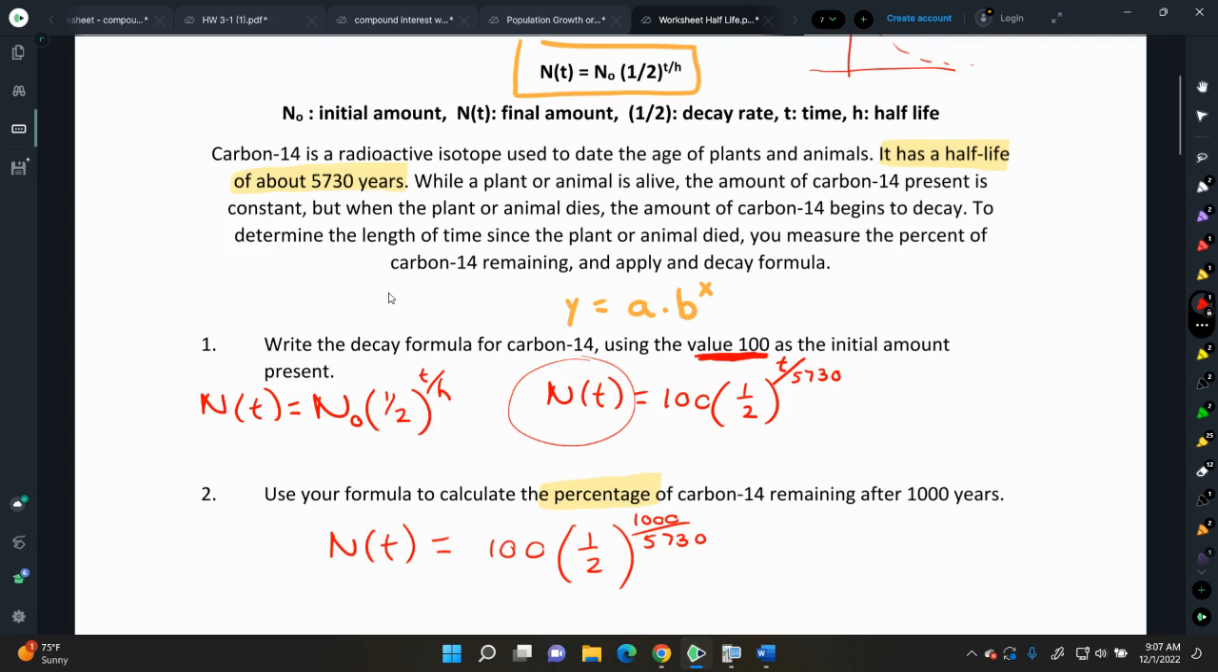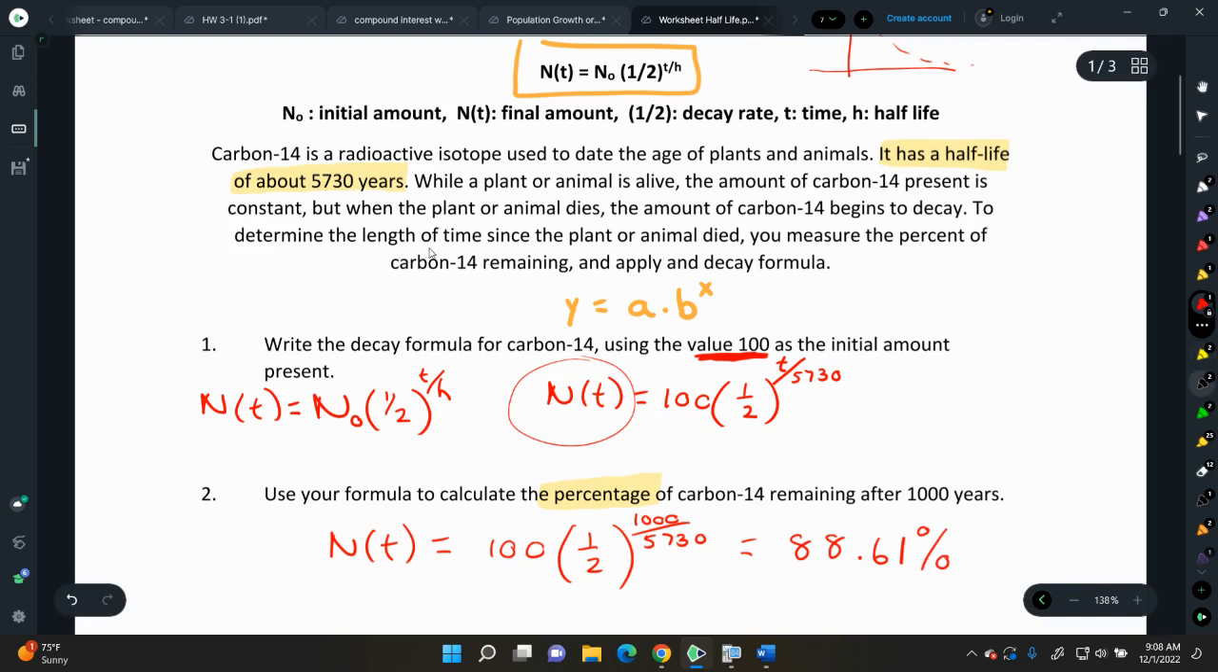So I get 88.61. It doesn't give me a unit, probably grams. So if I start with 100 grams, in 1,000 years I have 88.61 grams. What percentage do I have left? 88.61%, because that's what percent is based off of 100. Does this make sense?